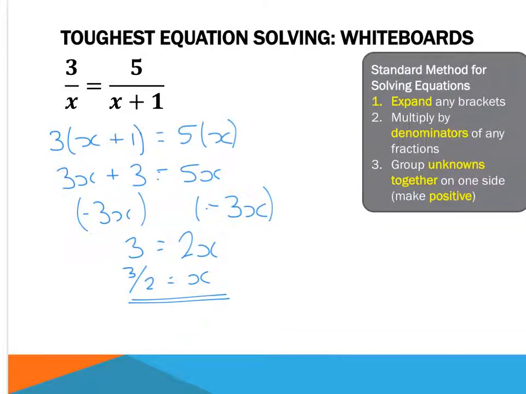Back with the final solution then, so I've times by x plus 1, and that's multiplied by the 3, and I've times by x, and that's multiplied by the 5. Remember to expand the brackets at this stage. You might occasionally need to go back and do step 1 after step 2 if ever you have got a multiplier of a denominator which is more than one number. Then we're going to simplify, grouping together our unknowns and a final underline on our solution.